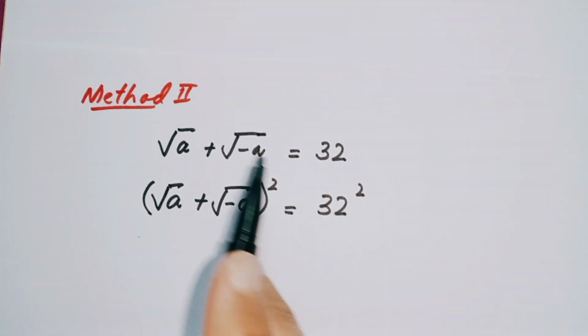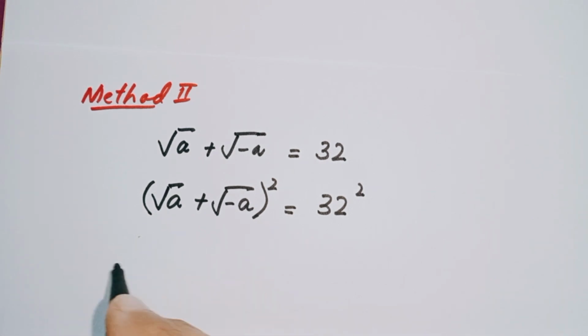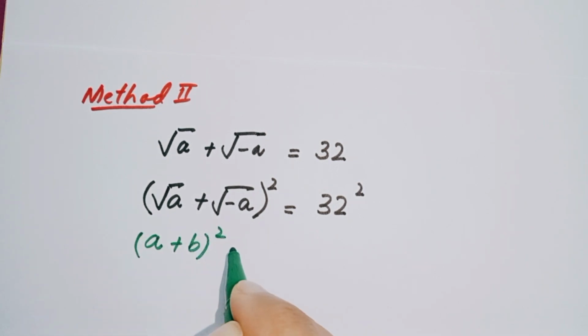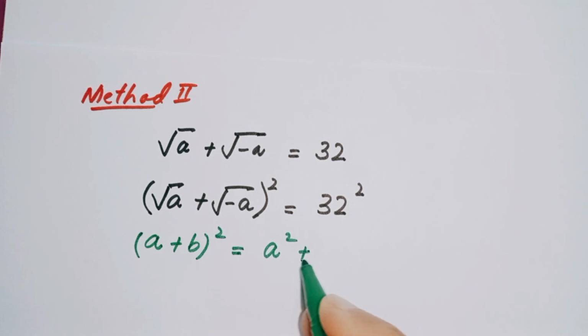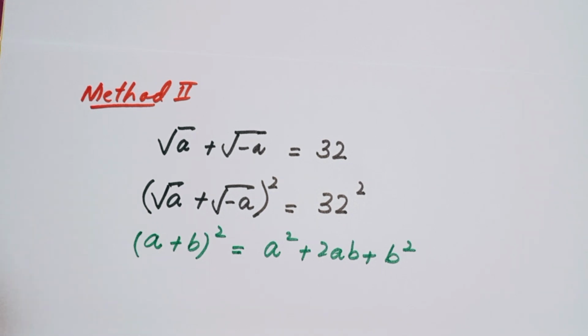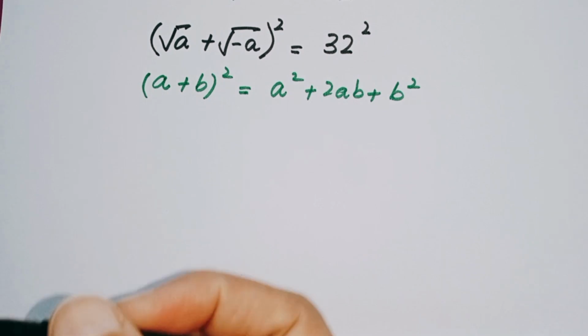So here we will use the formula of a plus b whole square. First of all, we'll write the formula so that we will remember how we have to write the next step. A plus b whole square is equal to a square plus 2ab plus b square. So here in the next step we will use this formula. So here a is equal to square root a and b is equal to square root minus a.